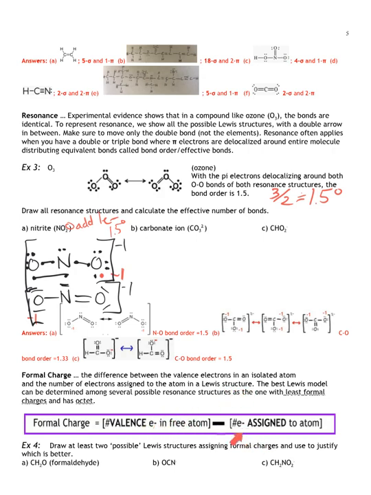This is the equation to calculate formal charge: number of valence electrons in the free atom minus the number of electrons assigned to that atom. We'll talk about what it means by assigned to that atom after we do a couple of examples.